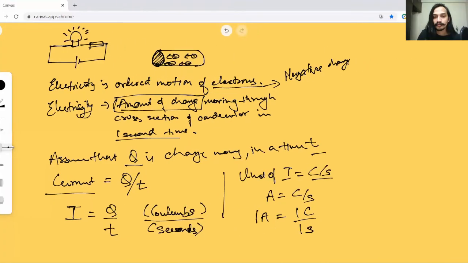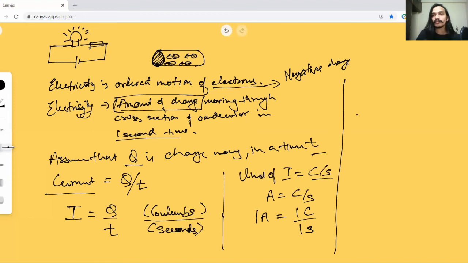So ampere would be simply defined like this. 1 ampere is when 1 coulomb of charge moves through the cross section of a conductor in 1 second of time. And that's actually a lot of current. 1 ampere is a very big unit of current. We generally don't use that much current in daily life.